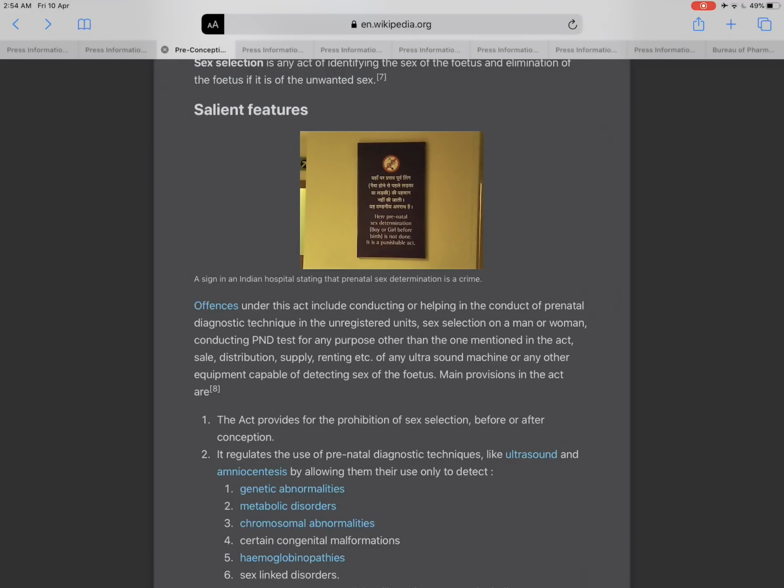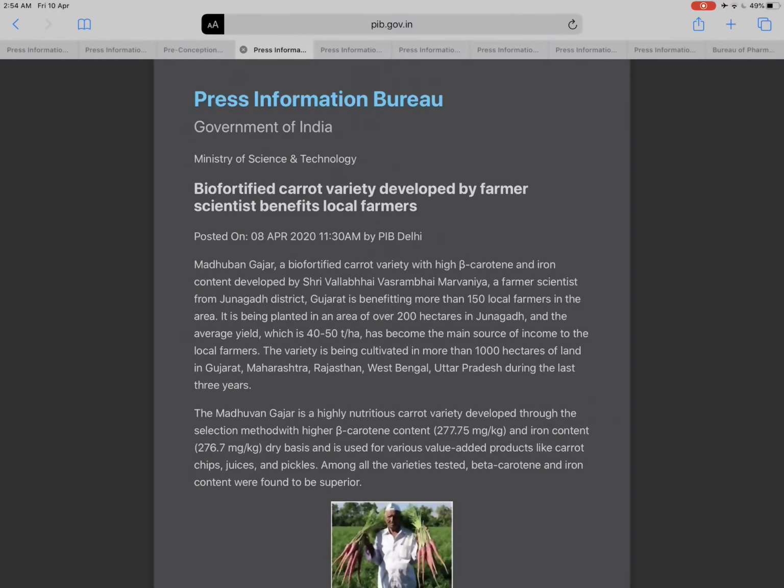Either way, this was very simple, only the name, the year of implementation and the amendment, that it's not just about prenatal, it's equally about preconception, is something that we have to keep in mind. That's it. Further, this too is important.